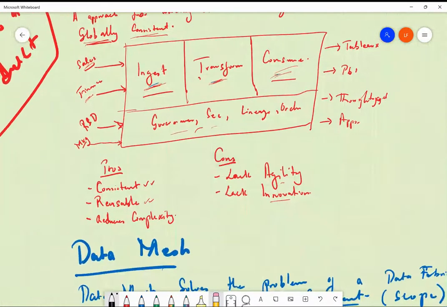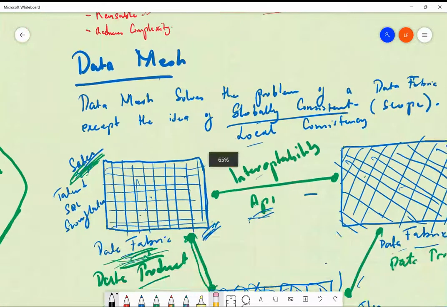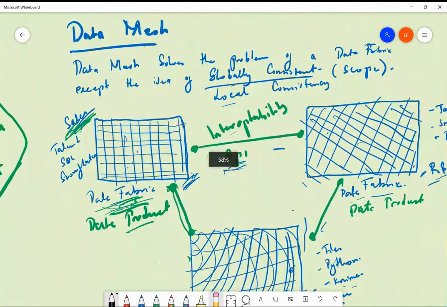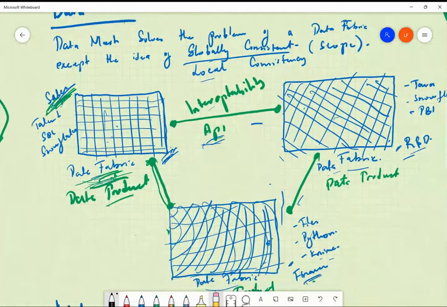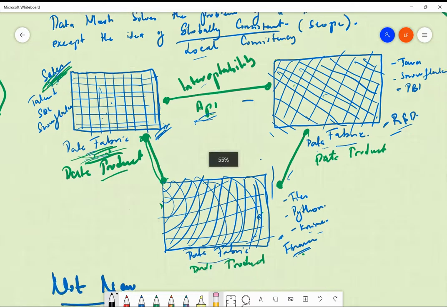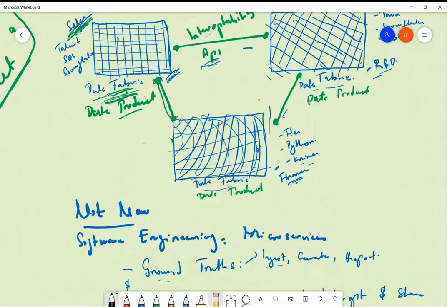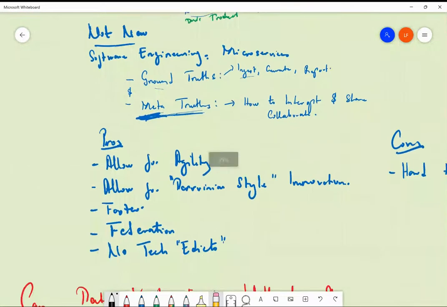In the way we ingest data, we transform data, we curate data. A data mesh, on the other hand, says, hey, let's localize that. Let's have local consistency versus global consistency to allow for innovation. And then we have a way of interoperability to stitch together the different fabrics or the different data products or the different teams that are all working. And it does have its own pros and its own cons.